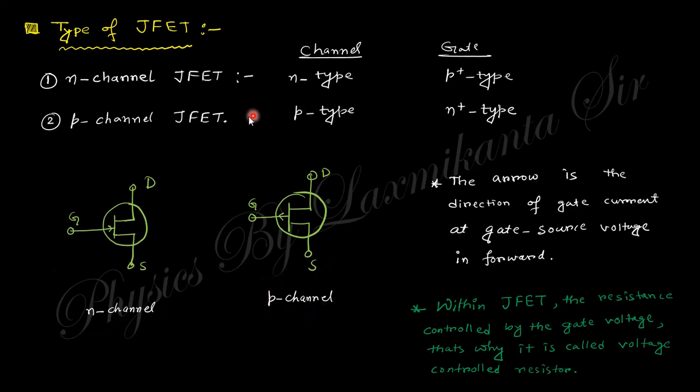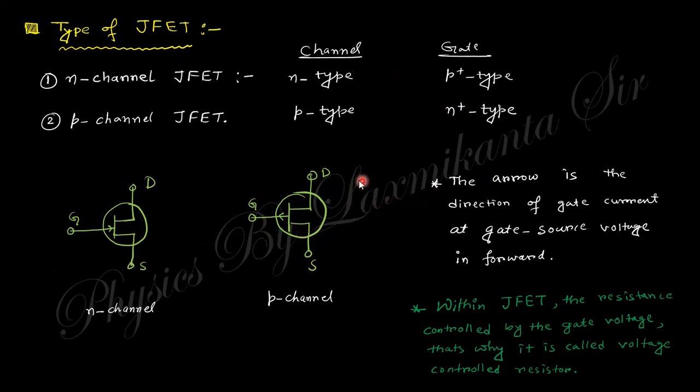Okay. So for an n-channel JFET, the channel will be n type, and for a p-channel JFET, the channel will be p type, and the gate will be the opposite. When the channel is n type, the gate will be p plus, that is, highly doped with trivalent impurities. That's why this is denoted as p plus type. And when this is a p channel, then the gate will be n plus, that is, it's doped with pentavalent impurities. Okay, so these are the two types of JFET, and their circuit symbols look like that.